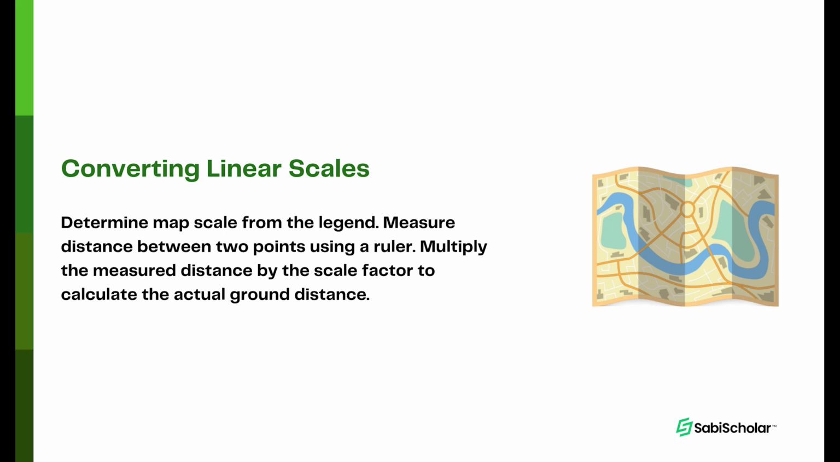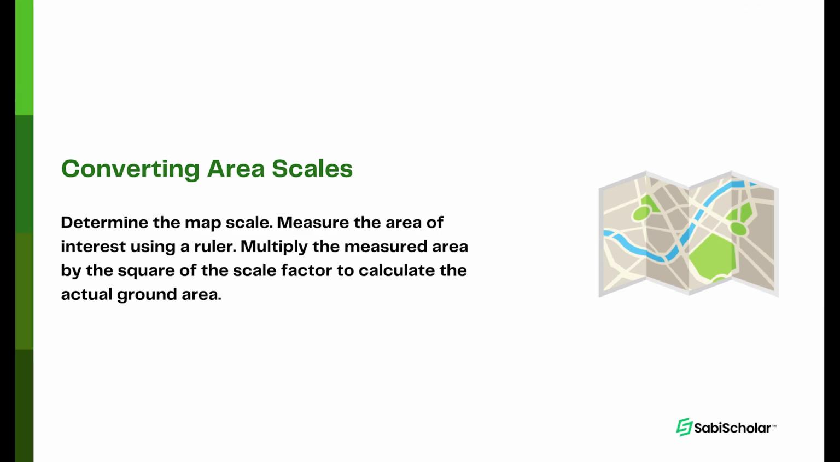And then thirdly, the next thing you need to do is to calculate ground distance, which in this case means you need to multiply the measured distance on the map by the scale factor. For example, if you were using a particular map and you got a figure of 4 inches, and the scale is 1:50,000, the ground distance would be 4 inches multiplied by 50,000, which is going to give you 200,000 inches, which is approximately 3.16 miles, assuming 1 mile is equal to 63,360 inches.